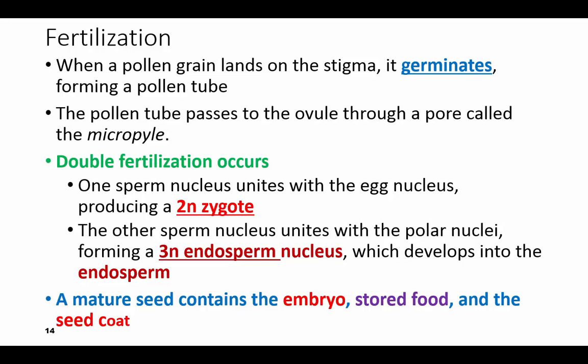The other sperm nucleus unites with the polar nuclei, and that forms a triploid 3N endosperm nucleus, and that develops into the endosperm. So that mature seed is going to have the embryo, the stored food, or endosperm, and the seed coat.